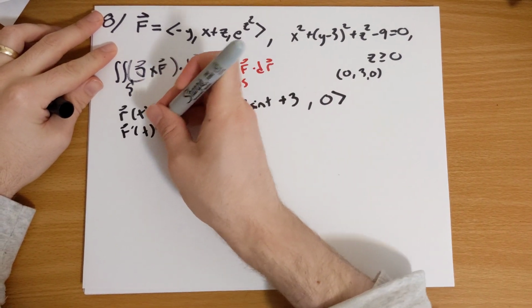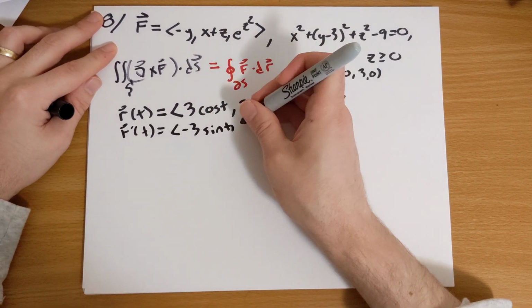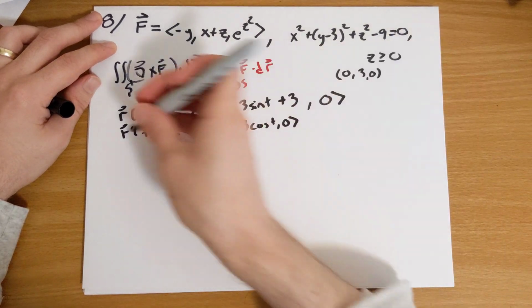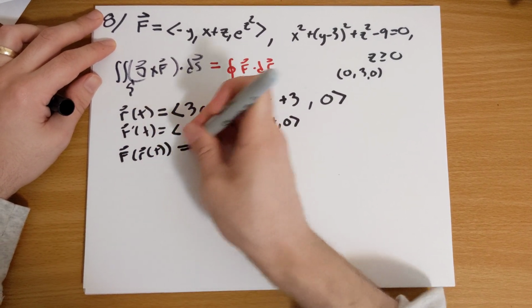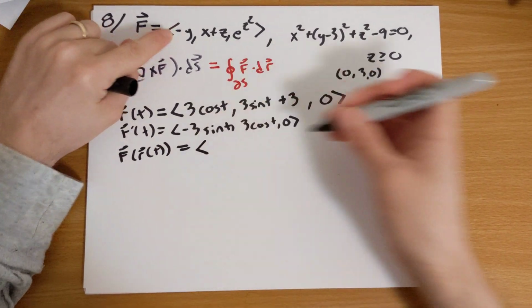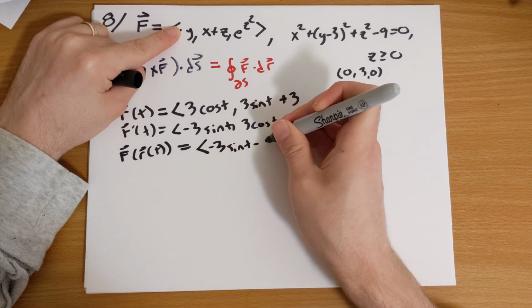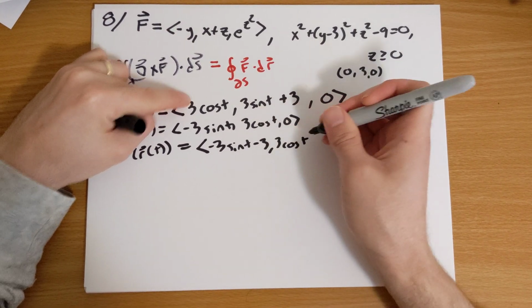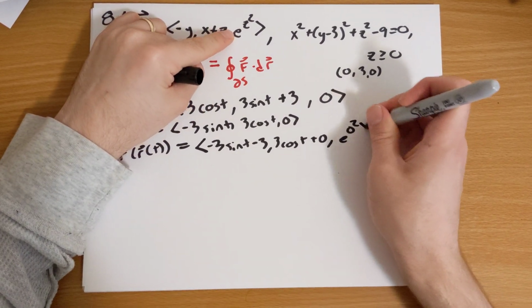R prime of t will be negative 3 sine t, 3 cosine t, and 0. We would also need f of r of t. So negative y becomes negative 3 sine t minus 3. X is 3 cosine t, plus z is 0, e to the 0 squared.